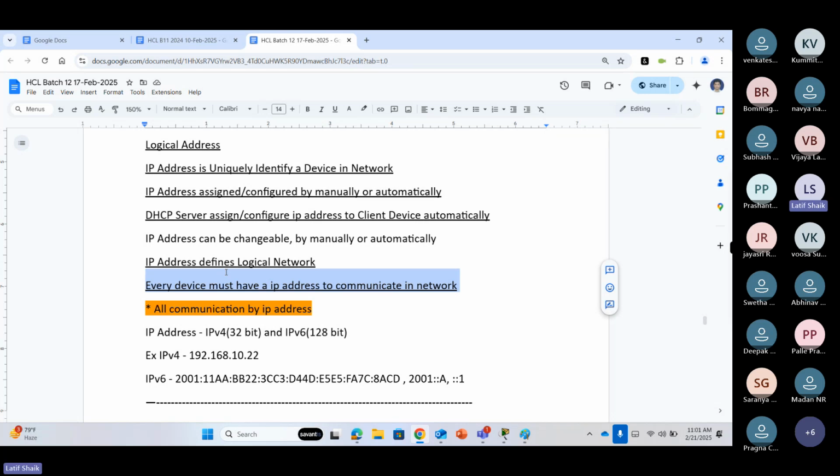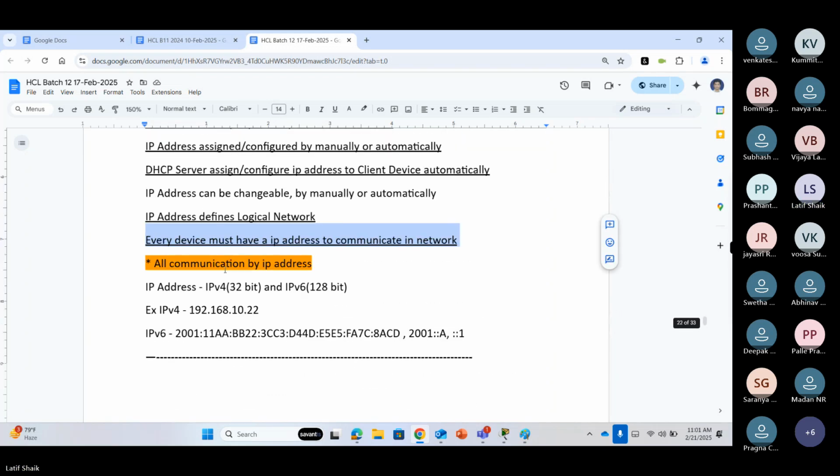IPv4 looks like this in decimal format: 192.168.10.12, 172.16.2.15. It looks like that only. Whereas IPv6 is in hexadecimal format. IPv6 addresses can be smaller or bigger in size.